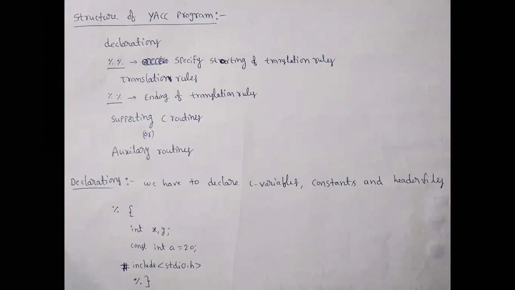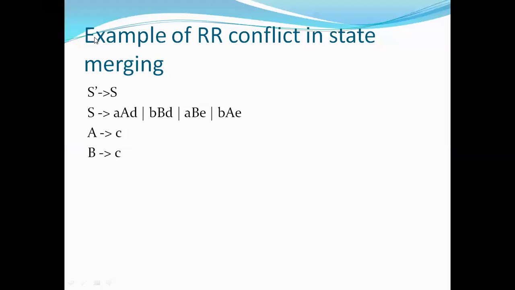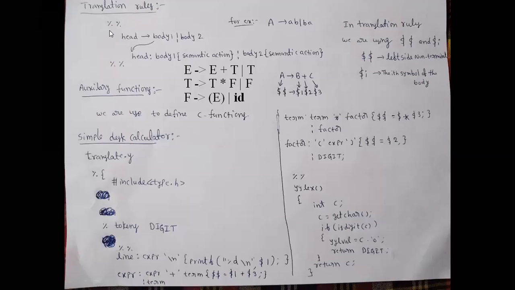So we need to specify the translation rules. The first percentage specifies the starting of the translation rules, and the second percentage represents the ending of the translation rules. So we specify translation rules between percentage and percentage.